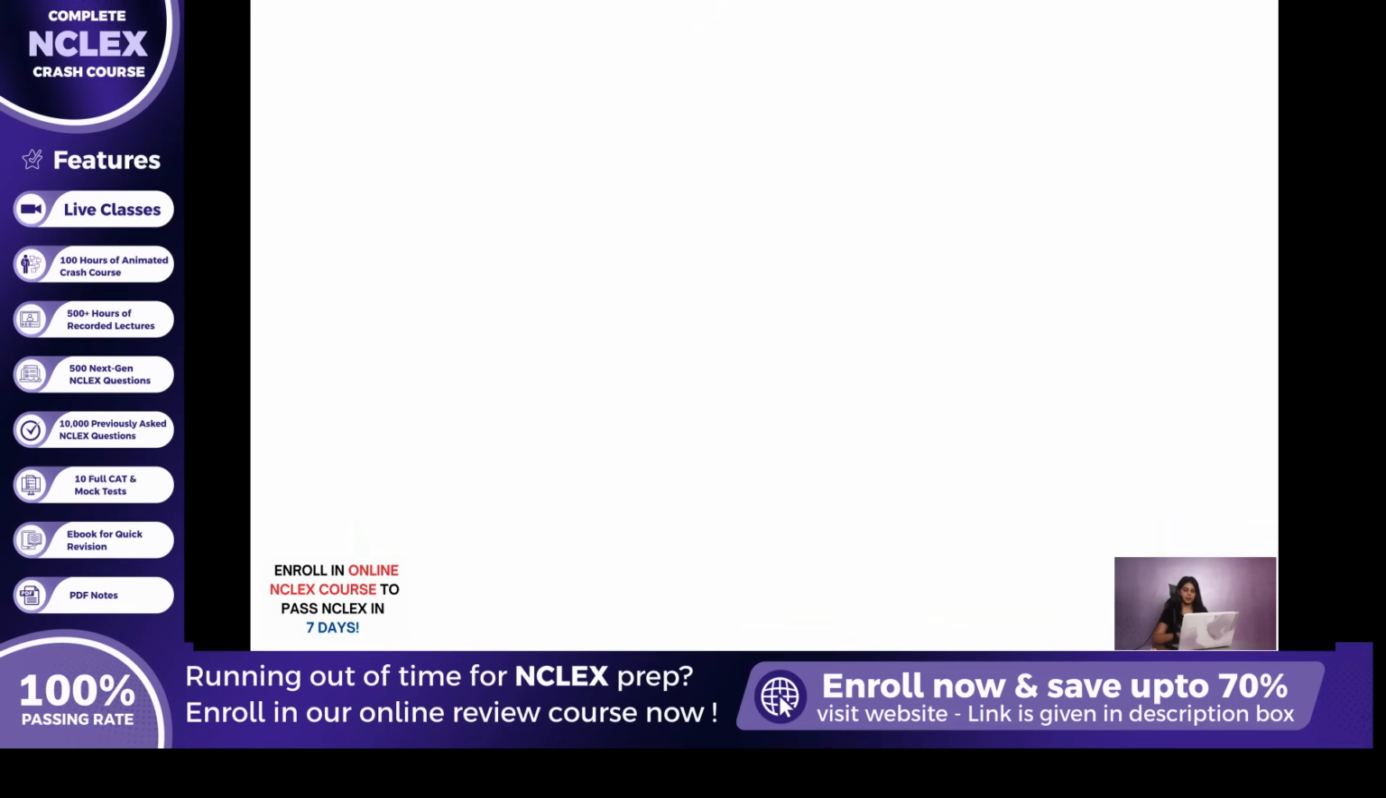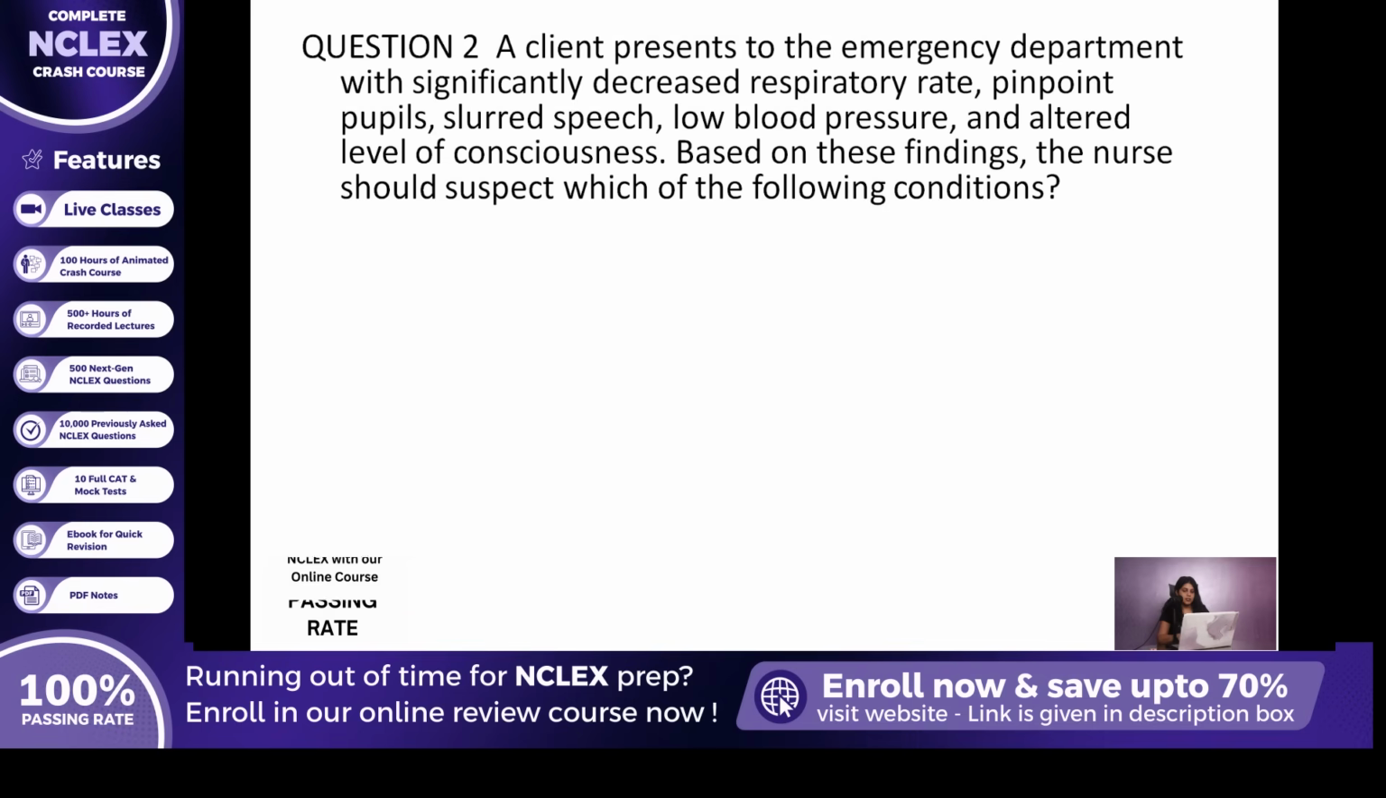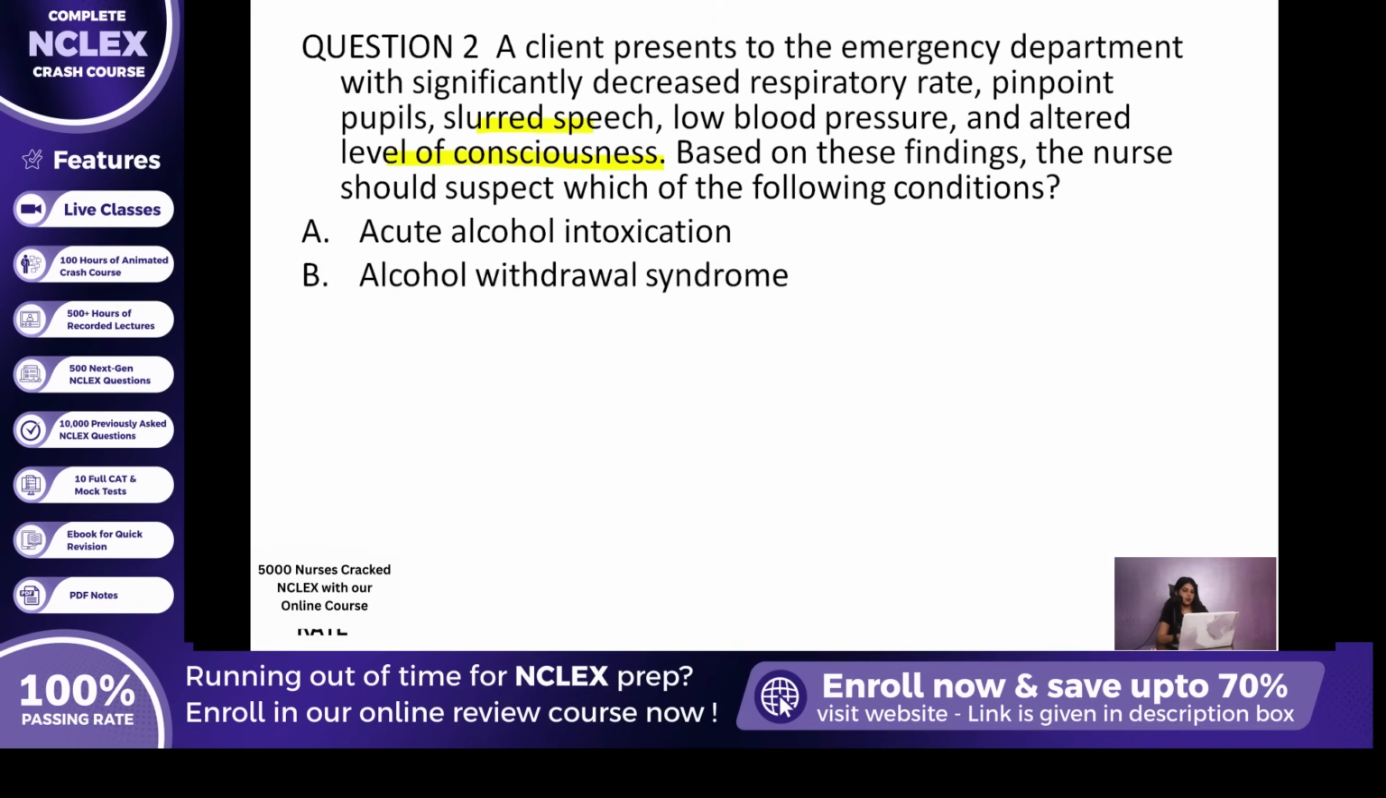Now let us move to question 2, which focuses on a critical emergency scenario. A client presents with a slow respiratory rate, pinpoint pupils, slurred speech, low blood pressure, and altered consciousness. Based on these findings, which condition should the nurse suspect? Here are the options. A. Acute alcohol intoxication. B. Alcohol withdrawal syndrome. C. Cocaine toxicity. D. Opioid overdose.